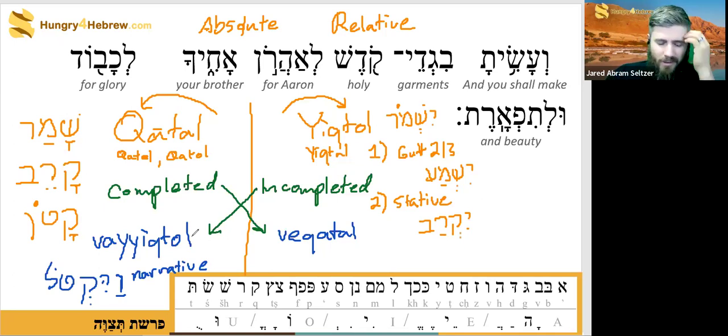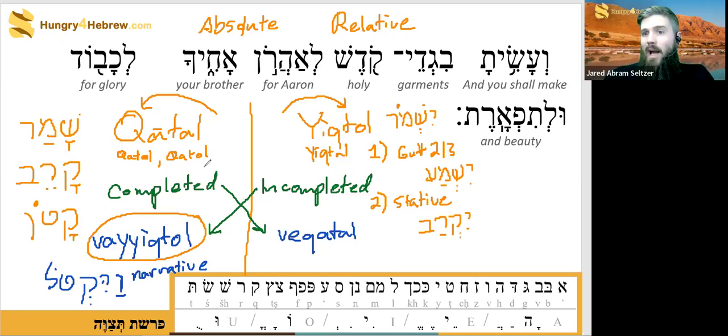The only one that doesn't necessarily do that will be your vayiktol. It's always going to be your narrative past. And then this is what happened next in the story. All right, with that in mind, if we get a yiktol, I wonder if I should probably use two different colors here. Watch this. I'll use green for yiktol and orange for katal. Okay, so suppose we're telling a story.